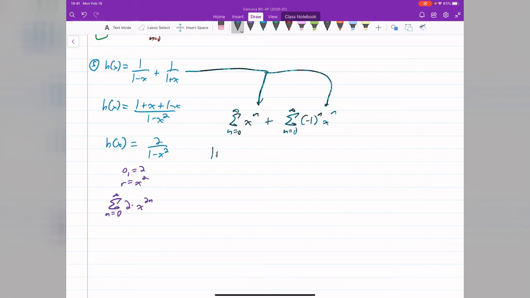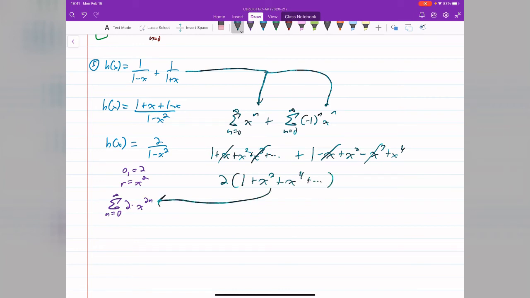So in the first case, if I add them, I get 1 plus x plus x squared plus x cubed, and so on. And in the second case, if I plug 0 in, I get 1. Then I get minus x plus x squared minus x cubed plus x to the 4th. All of my odd powers cancel. So I basically get 2 times the 1 plus x squared plus x to the 4th, and so on. And that is the same thing as what this is doing. So it's a nice way to express this.